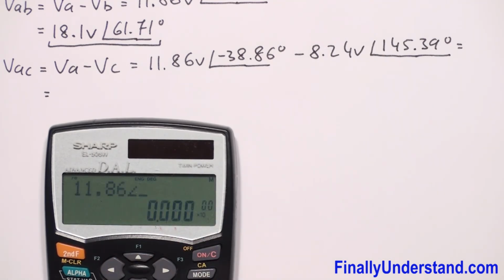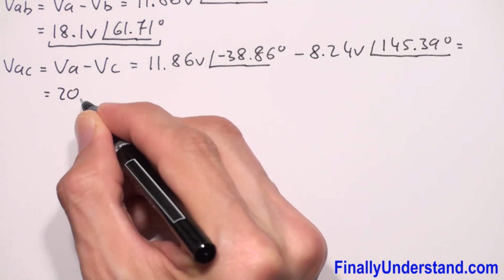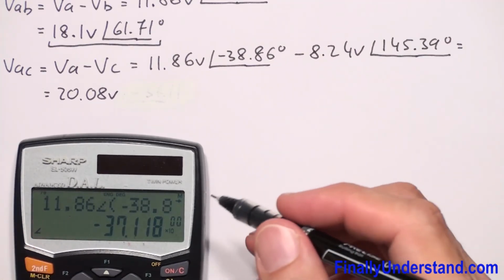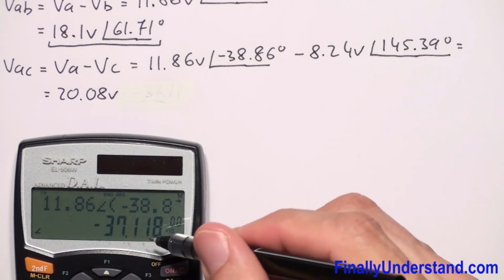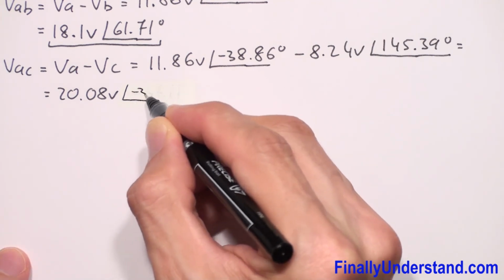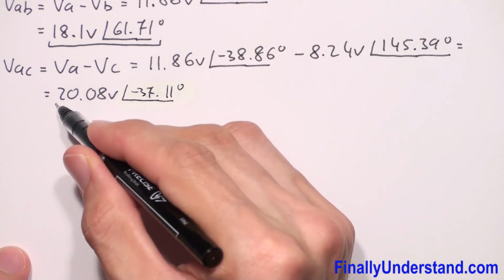Okay, this is equal, use the calculator. So I have 11.86 angle negative 38.86 minus 8.24 and angle of 145.39. This is equal to 20.08 volts and angle of negative 37.11 degrees, and this is my voltage VAC.